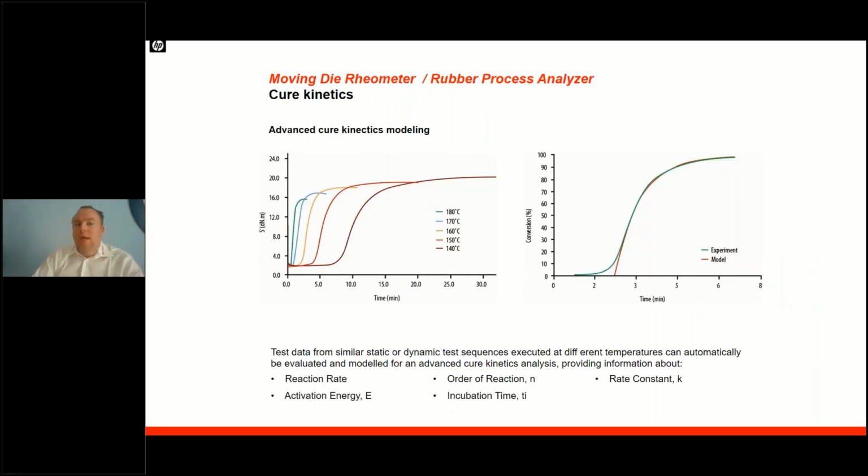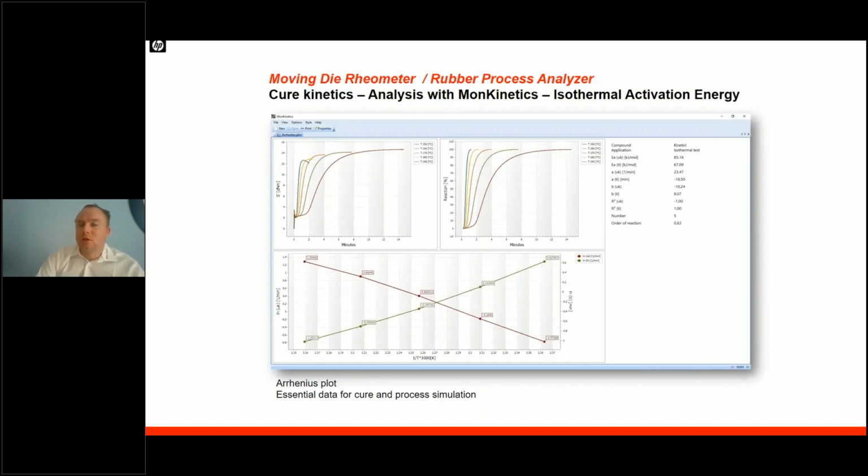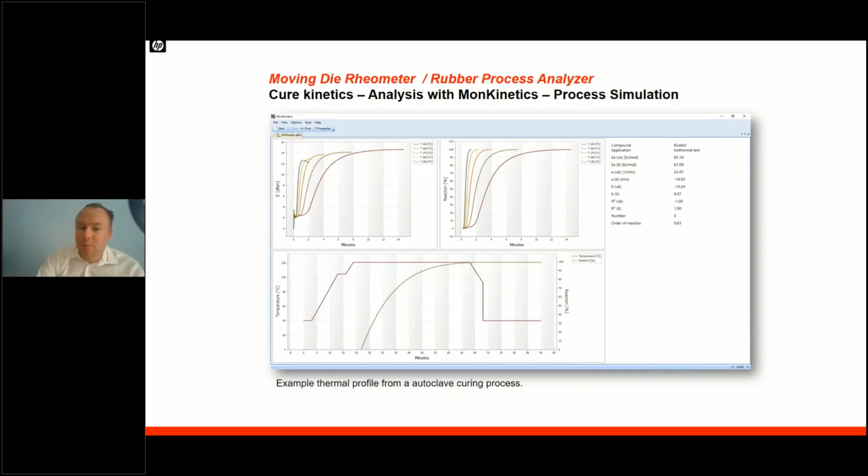Data acquired also allows us to create advanced cure kinetics models, meaning by having rheological data available at different temperatures, we can easily calculate order of reaction, rate constants, incubation time, and most interestingly, also activation energy. This allows us to create normalized cure curves as well as Arrhenius plots, either for isothermal conditions or also, of course, for non-isothermal conditions. This can be used to also simulate processes.